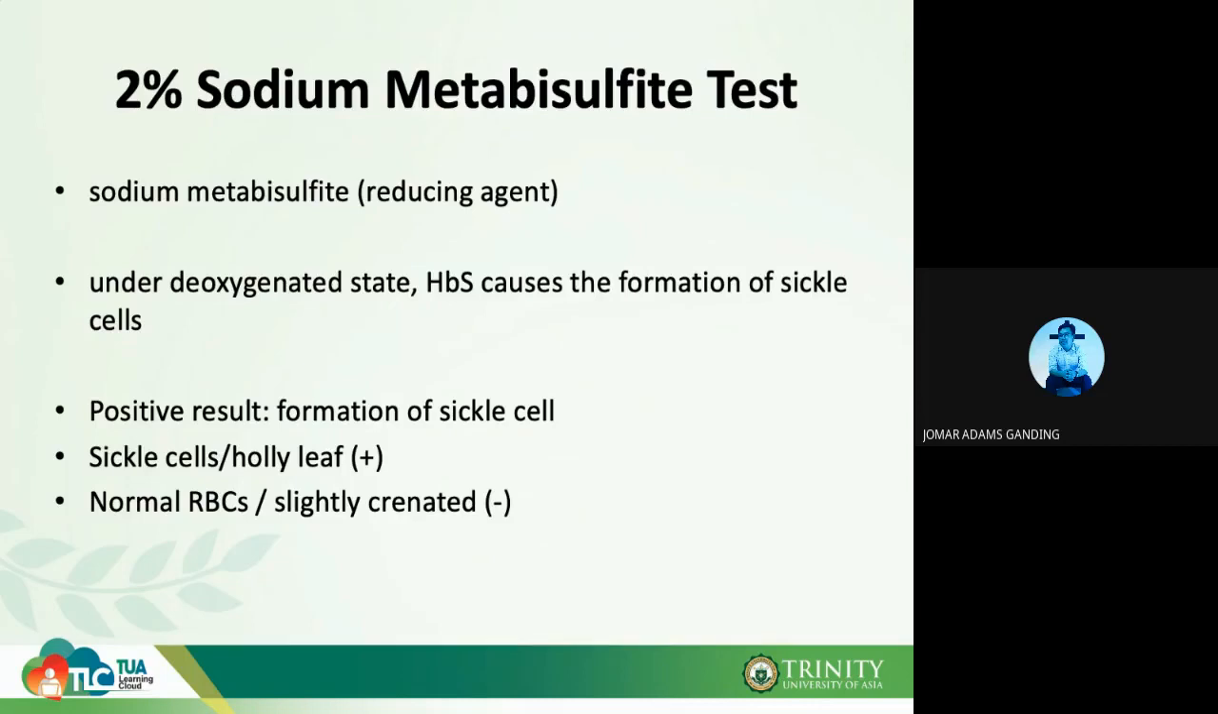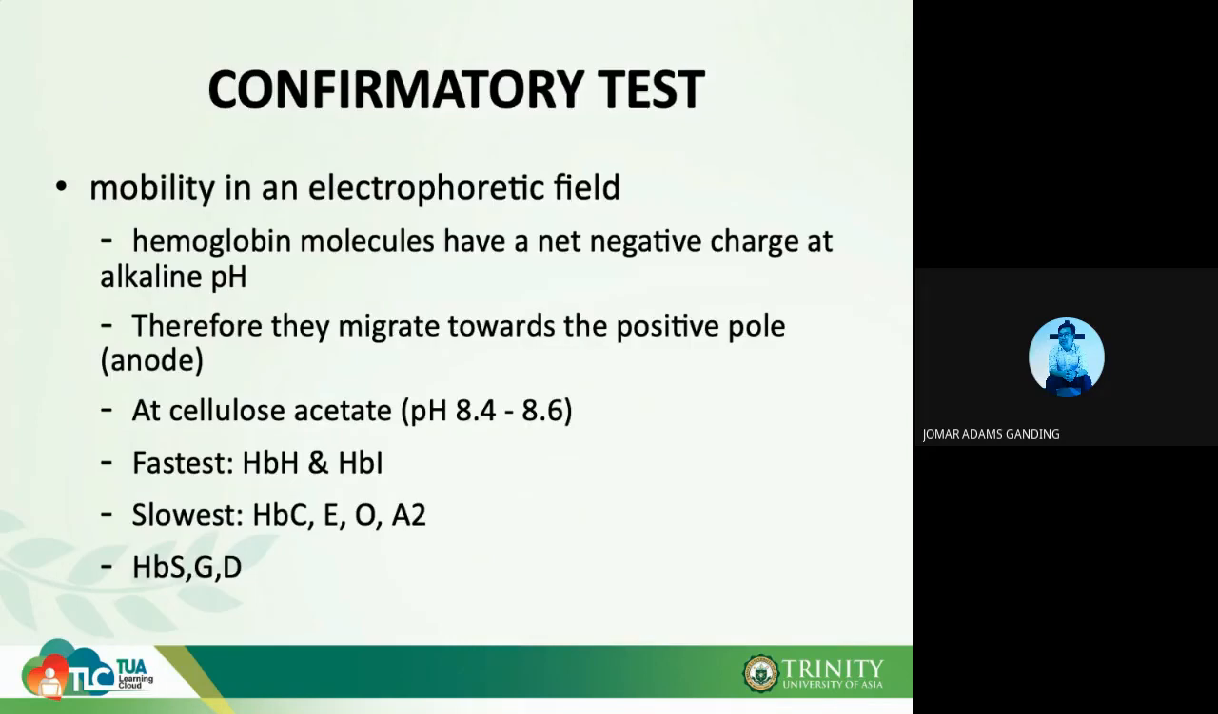So we have here your confirmatory tests, which are your electrophoresis. So the mobility in the electrophoretic field will now differentiate your hemoglobins, okay? Your hemoglobin molecules have a net negative charge in your alkaline pH. That's why all of them will try to migrate to your anode or your positively charged electrode. So at cellulose acetate, which is your alkaline electrophoresis at 8.4 to 8.6, the fastest is your hemoglobin H, hemoglobin I. The slowest is your C, E, O, and your hemoglobin A2.